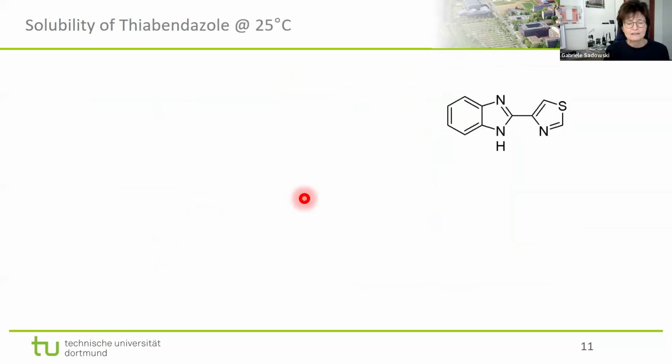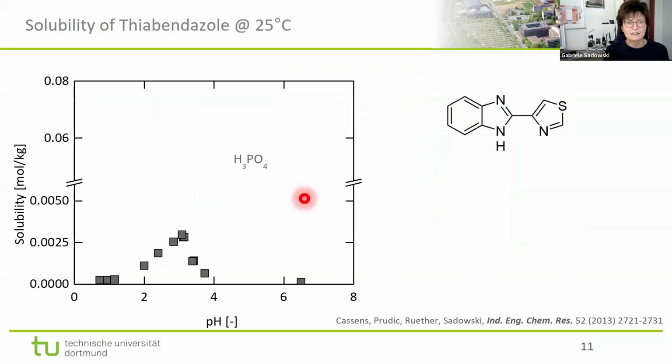I will show you an example first for experimental data. This is the solubility of thiabendazole. I always show you how the molecule looks like. This is this molecule. And as you can easily see, this is an acid. Sorry, this is a base. This is a basic molecule.